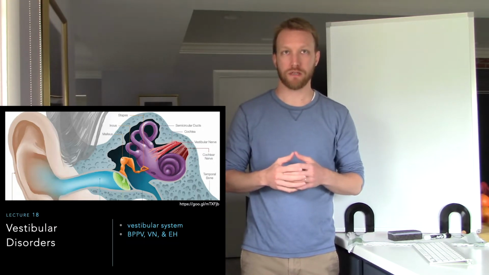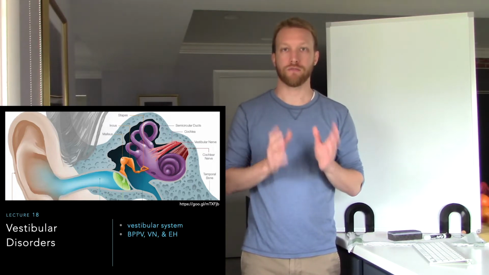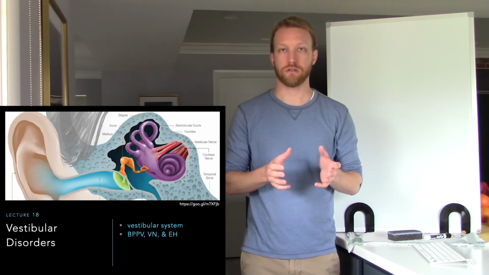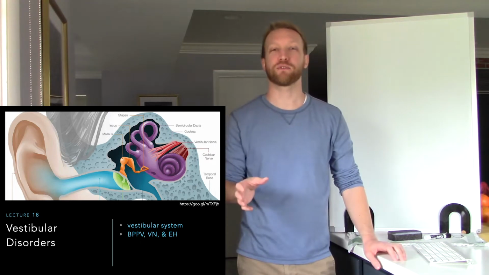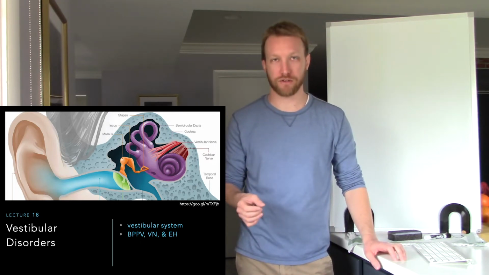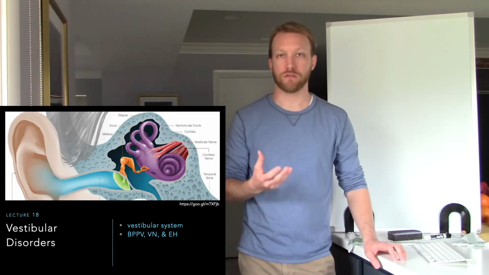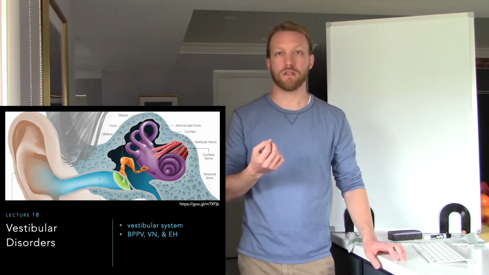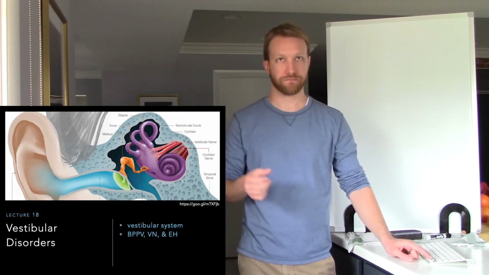The most common being benign paroxysmal positional vertigo, but then we'll also talk about inflammatory damage to the vestibulocochlear nerve, and finally we'll talk about what happens whenever we have an accumulation of fluid within the membranous labyrinth, and that would be our endolymphatic hydrops there.